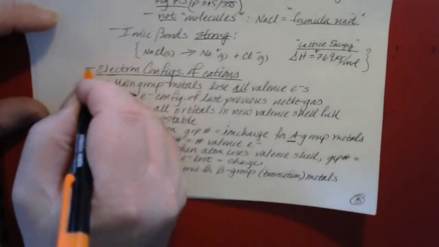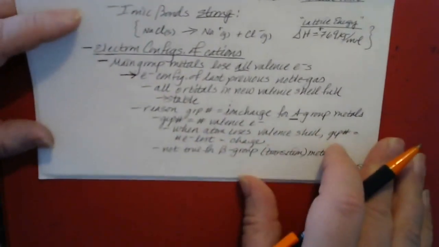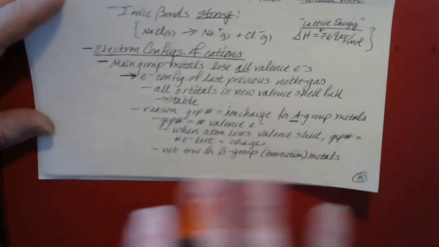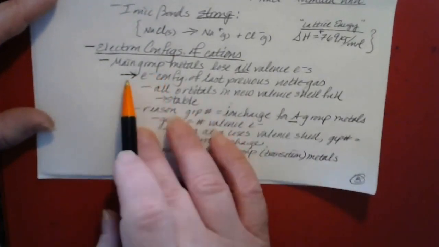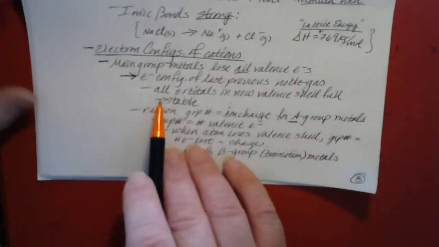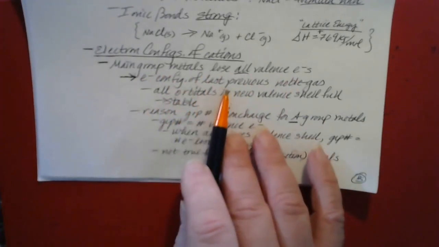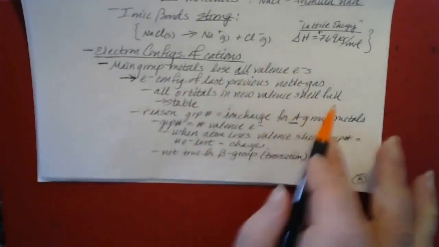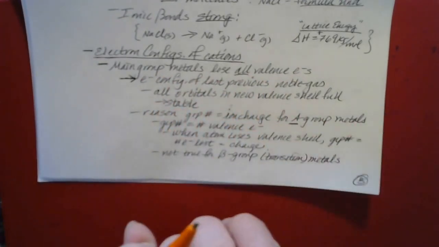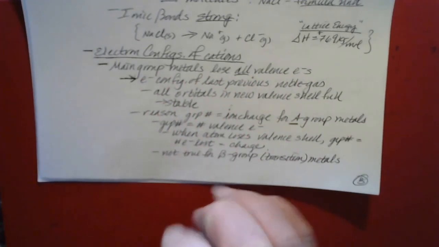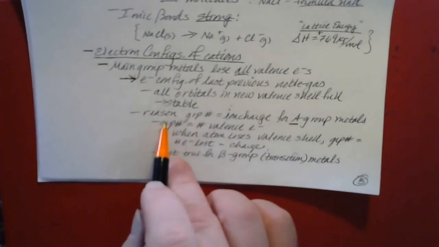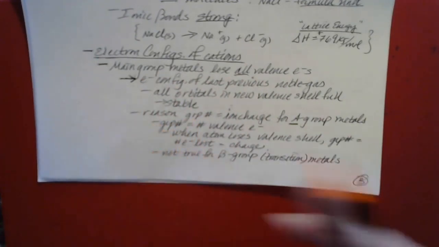Okay, so once again, looking at the electron configuration of cations, I'm just going to go through this fairly quickly because we did this not too long ago in the last chapter. The main group metals, remember the A group metals, lose all of their valence electrons. That results in them having the same electron configuration as the last previous noble gas. All of the orbitals in the new valence shell will be completely filled, and that will make it stable. So the ions are actually more stable than the atoms for main group metals and metals in general.